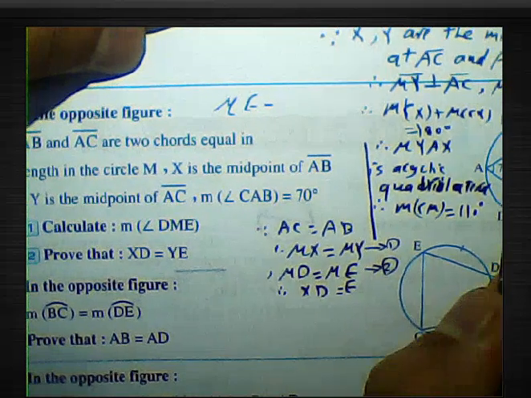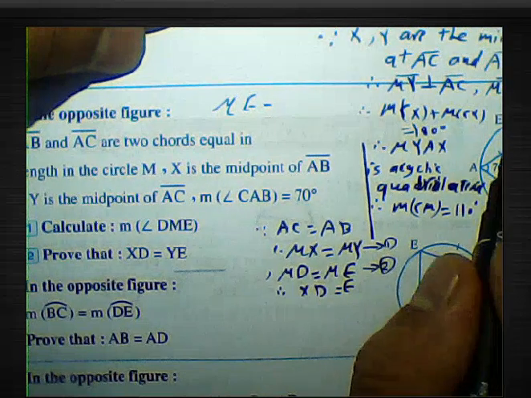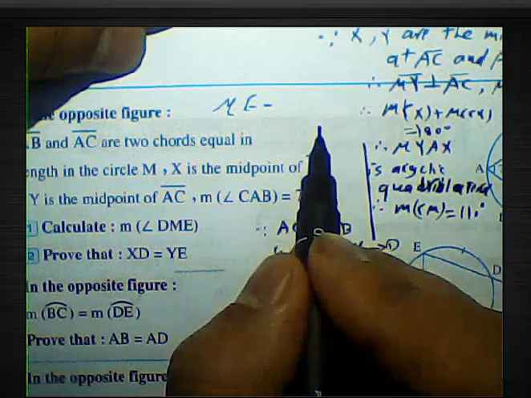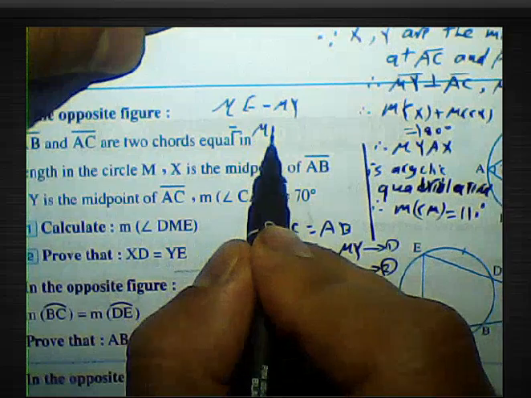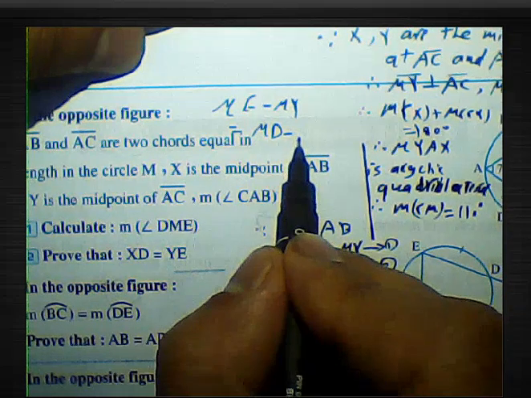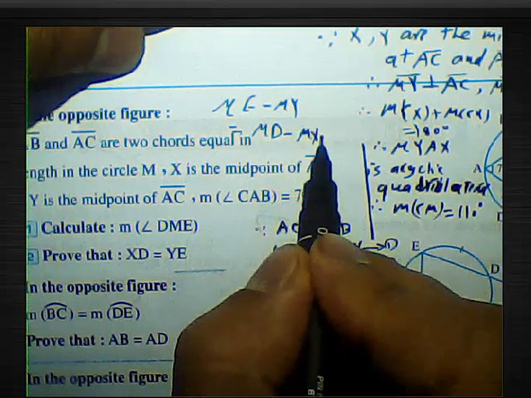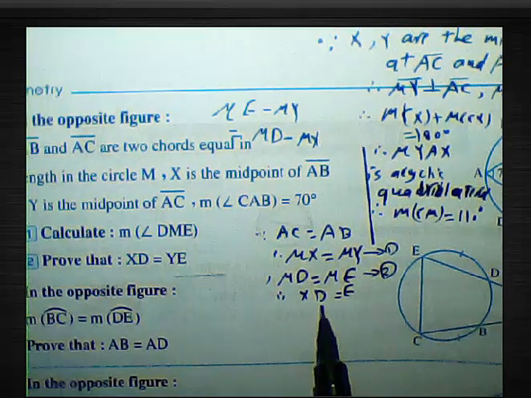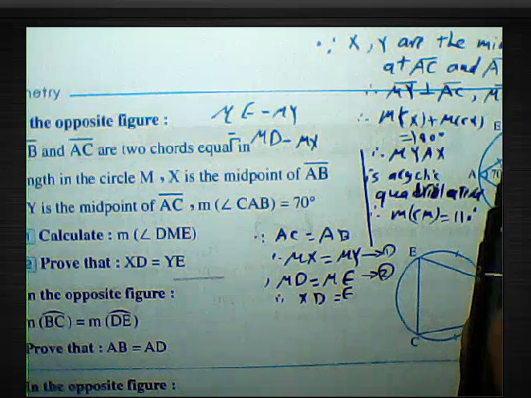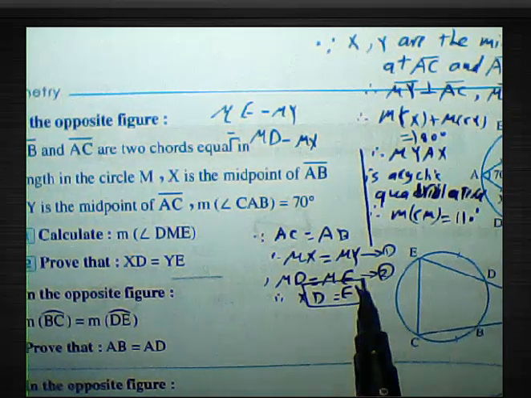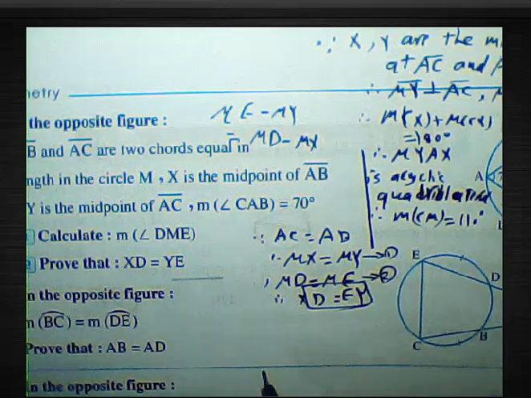ME subtract by MY will be equal MD subtract by MX. So XD will be equal EY. Okay, understood?